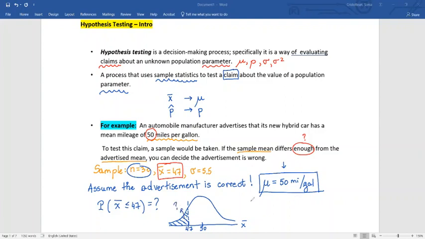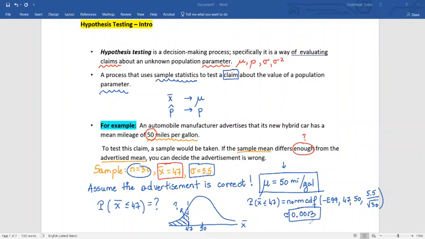So I just simplify: the probability that X bar is less than or equal to 47. It's actually normal CDF from negative infinity to 47 when the mean is 50 and the standard deviation is 5.5 divided by square root of 30, right? We have the standard deviation given right here. So in this case, we do realize that the probability of getting a value as extreme or even more extreme than the one from the sample is 0.0013. It's a very small chance.